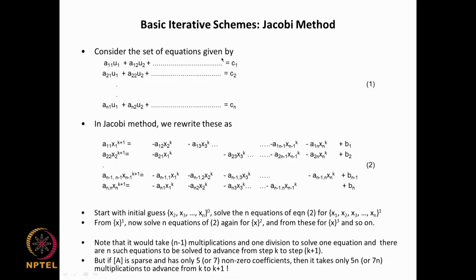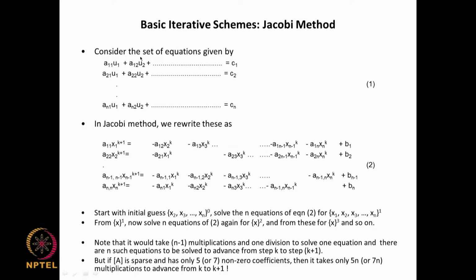So let us consider the set of equations given by a11 u1 plus a12 u2 up to a1n un equal to c1 and so on here. This u should have been x. Similarly, the second equation is given by a new set of coefficients a21 u1, a22 u2. So the same variables but new coefficients. Similarly, for the nth equation, new coefficients but the same variables. So this is a system of linear algebraic equations.